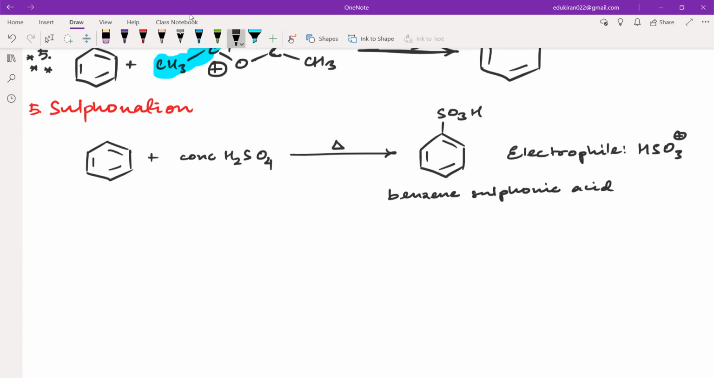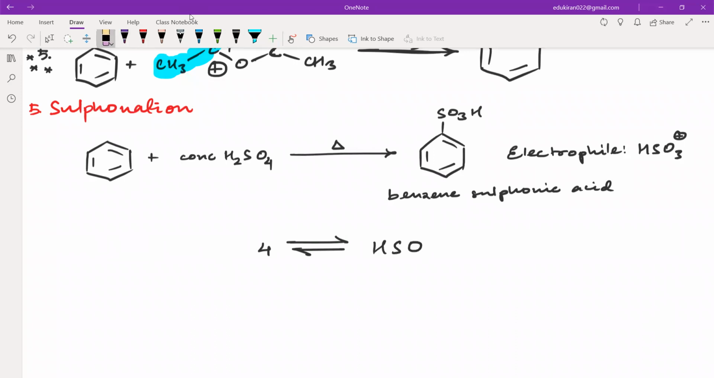That means I can also write H2SO4 plus H2SO4. It will be in equilibrium with... So one of these hydrogen atoms will be abstracted by one of those sulfuric acid molecules, and we will get HSO.